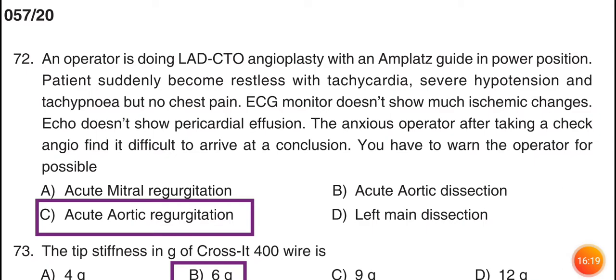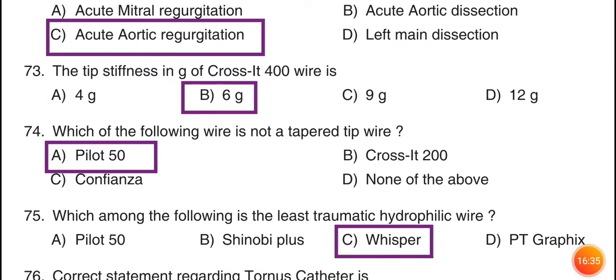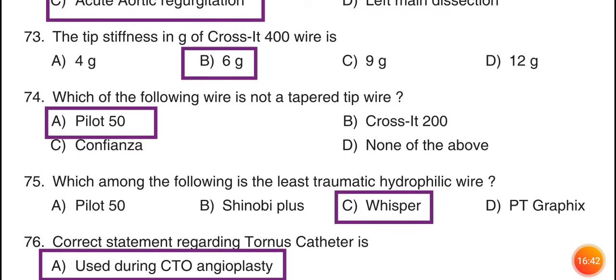Echo doesn't show pericardial effusion. The anxious operator, after taking a check angio, finds it difficult to arrive at a conclusion. You have to warn the operator for possible option C, acute aortic regurgitation. 73. The tip stiffness in grams of Cross-IT 400 wire is option B, 6 gram.